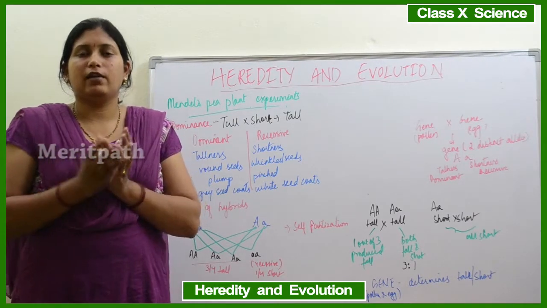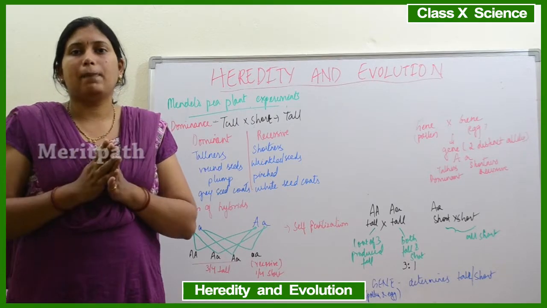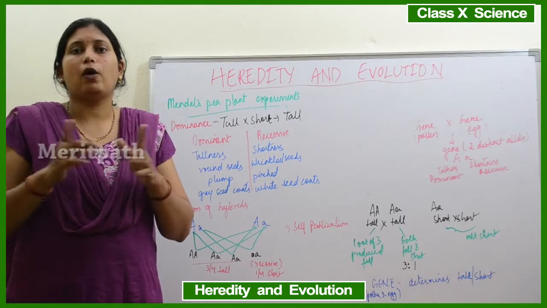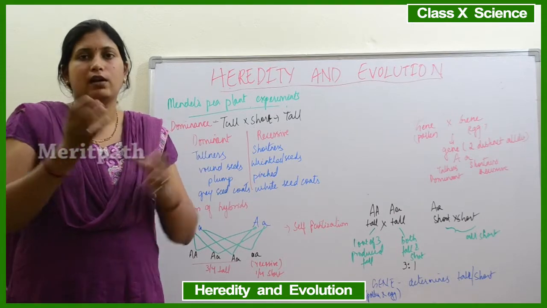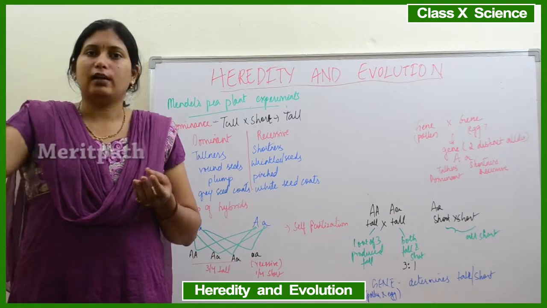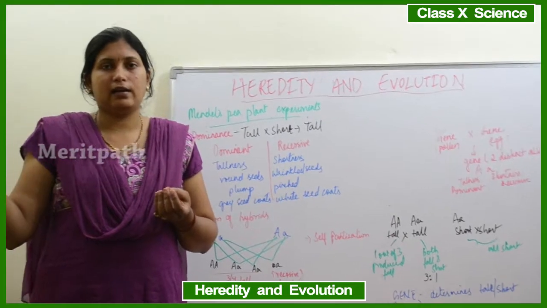He took a pea flower, and he cut out the male part from the flower, that means the anther and pollen grains, he cut them off from the one flower, and brought the pollen grains of the other flower of the desirable characteristic.